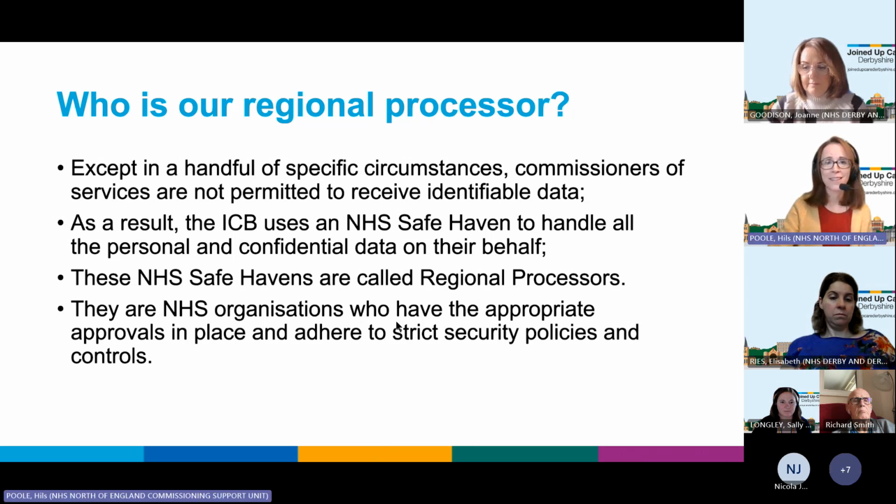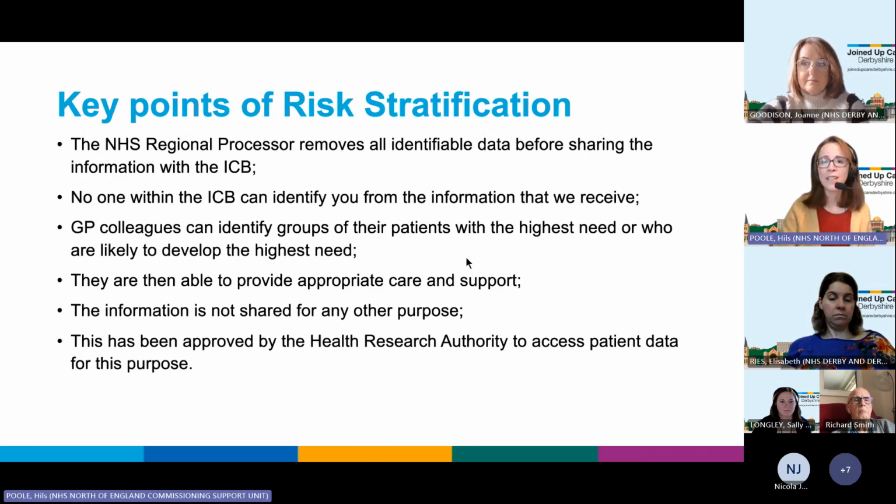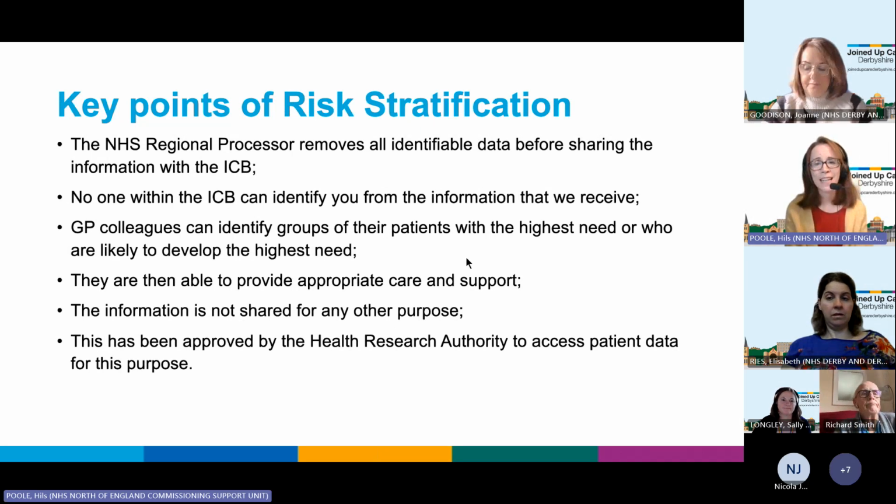Next slide. The key points to consider about risk stratification is that that organisation, NECS, who's our regional processor, removes all of that identifiable data so that people who don't need to see the identifiers, people like the Integrated Care Board, don't need to see who the information is about, but they need the ability to put different elements of data together in order to be able to apply the risk stratification tools.